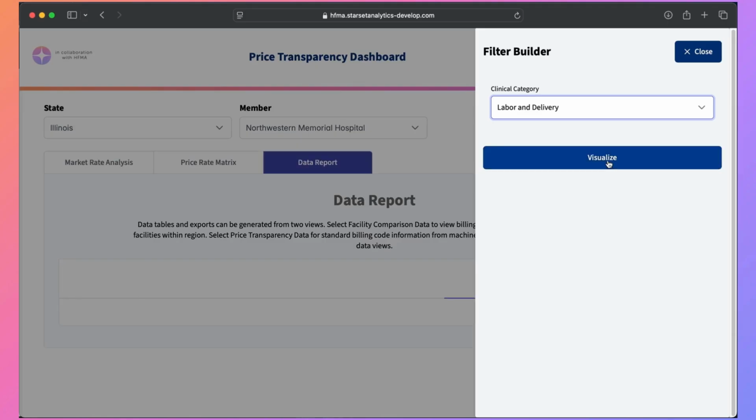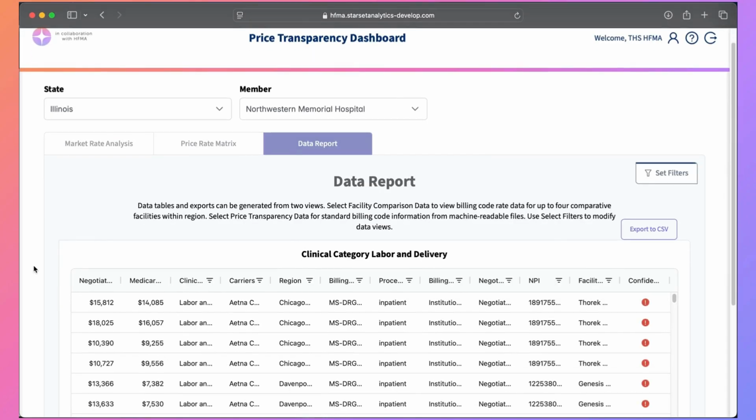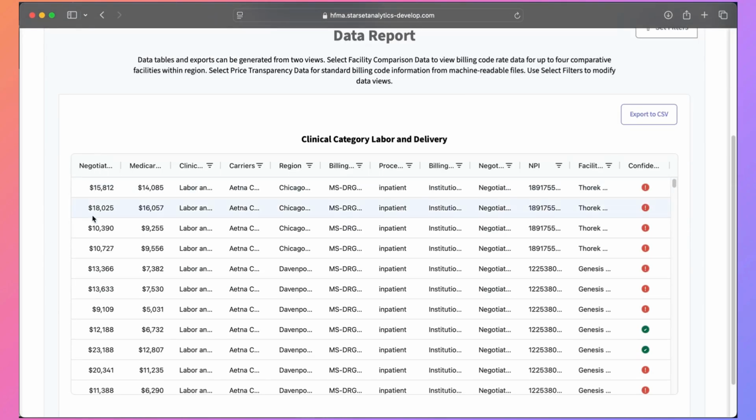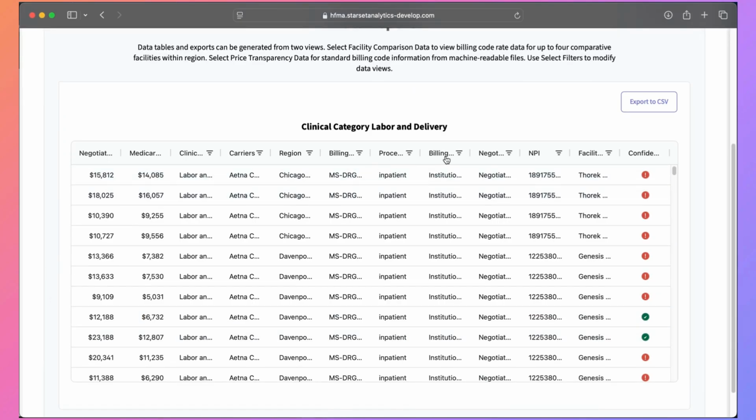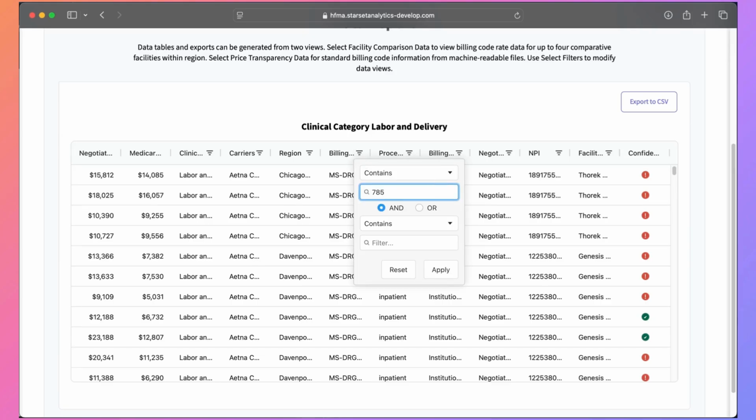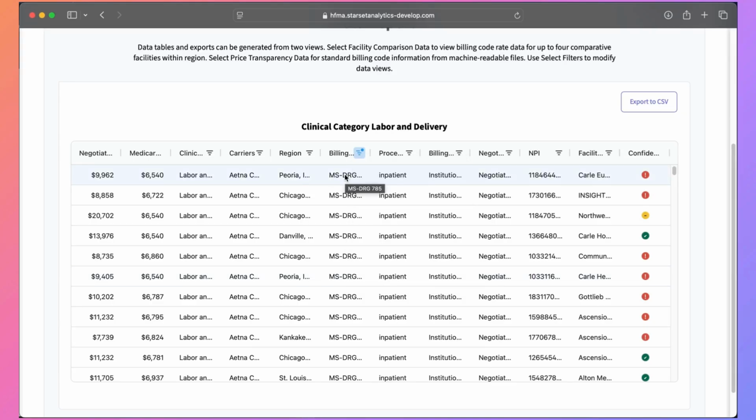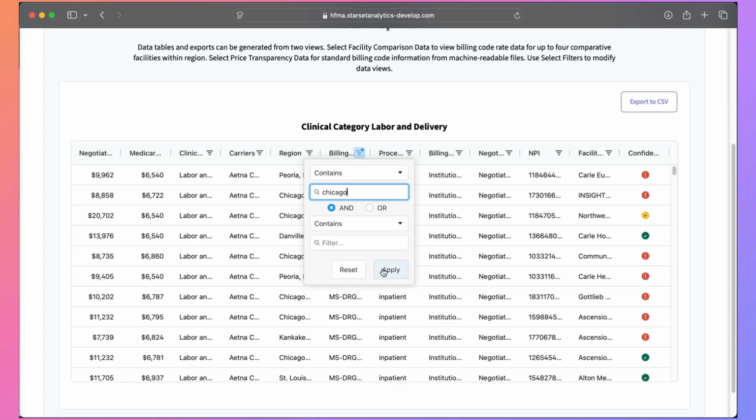Here, if I look at labor and delivery and click Visualize, I now have all codes, including the negotiated rates from the plan for labor and delivery codes. If I wanted to look at a specific code for a C-section, I could go to the billing code, put in a filter, contains 785, apply, and now I'm looking at all MSDRG 785 rates. I can further just do this again to just Chicago MSA, and now I just have Chicago.